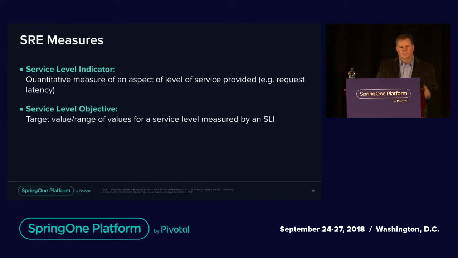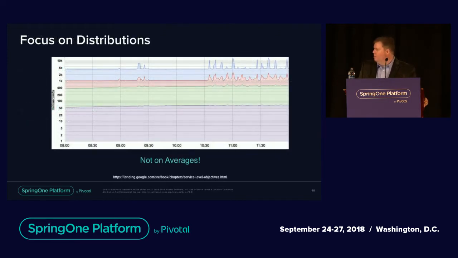Now, it seems simple, but I will tell you that 90% of the people I ask, what are your service level objectives? The answer is, I don't know. So we can get better at this. We can also get better at not looking at averages, because averages are interesting if you're dealing with a normal distribution. If you're not, they're not only not interesting, they're misleading.